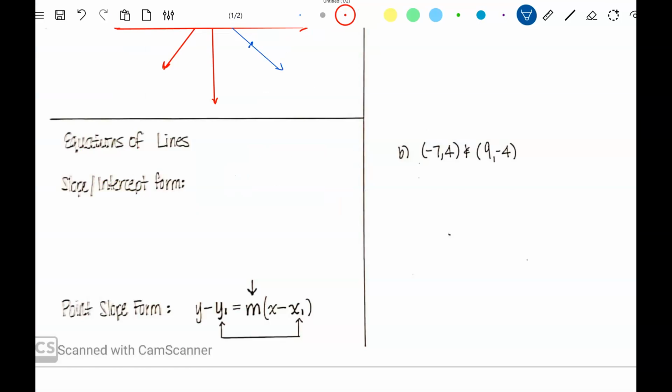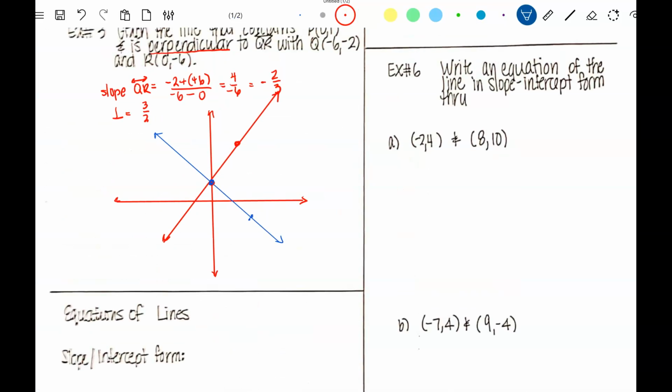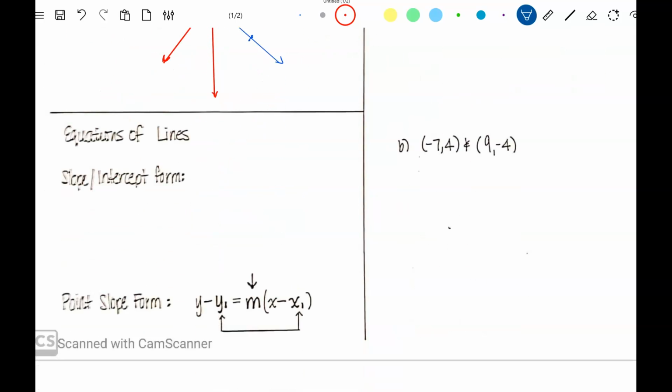Okay, so part 2. Sorry about the cutoff on part 1. All I was saying was the red line is the one that it wanted you to graph. That's the one that's perpendicular. The blue line is QR.